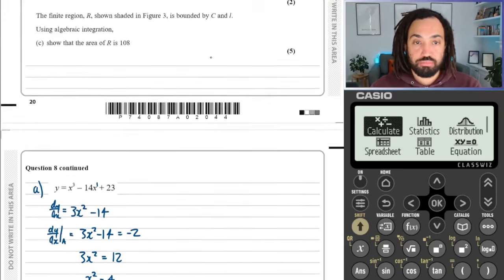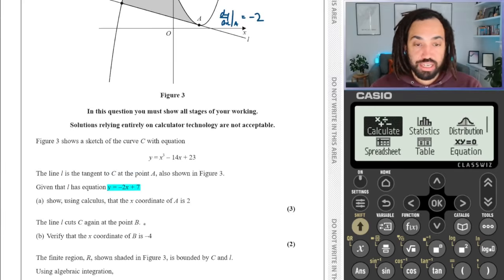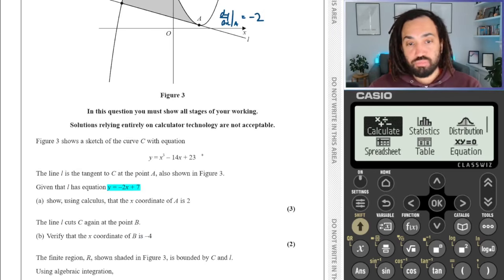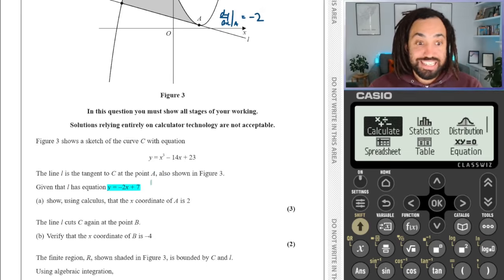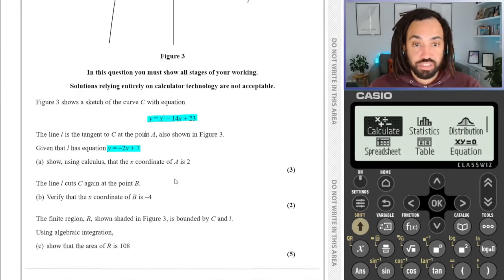Perfect. Okay, part B. It says the line L cuts C again at the point B. Verify that the x coordinate of B is equal to minus 4. Okay, well, we need to find an intersection equation where this and this intersect, and then we need to show that B is a solution to that. So where do the line and curve intersect? Well, we can set them equal to each other because they're both equal to y, and that will give us our intersection equation.